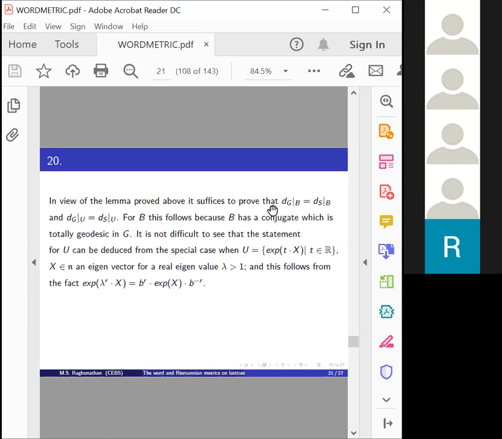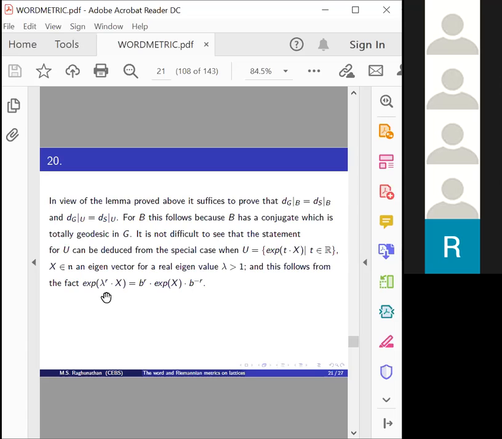So in view of the lemma, it suffices to show that dg restricted to B is equivalent to ds restricted to B, and dg restricted to U is equivalent to ds restricted to U, not equality, but equivalent. For B this follows because B has a conjugate which is totally geodesic in G. It's difficult to see that the statement for U can be deduced from the special case when U is exponential tx in R with x in n, an eigenvector for a real eigenvalue lambda greater than 1. This follows from the fact that exponential lambda rx is b power r, x power x, b power minus r.